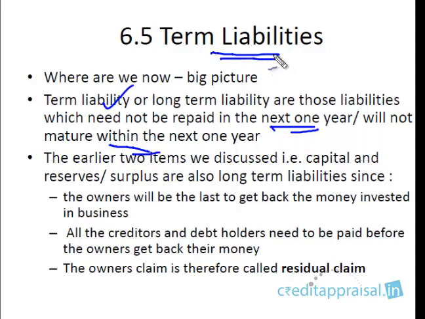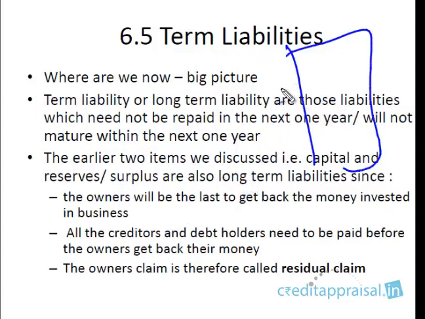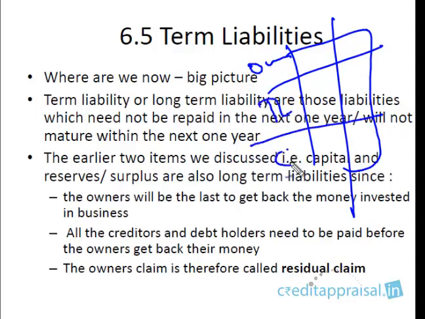So we are discussing various items under term liabilities, right? We have also discussed 2 other items in this chapter so far. So if you see the big picture, under the liabilities we have discussed some owners funds. We are now discussing term liabilities, and then we are going to discuss current liabilities. So under owners funds we have 2 items. We discuss what are those items. One is the capital, and the other is the reserves and surplus.